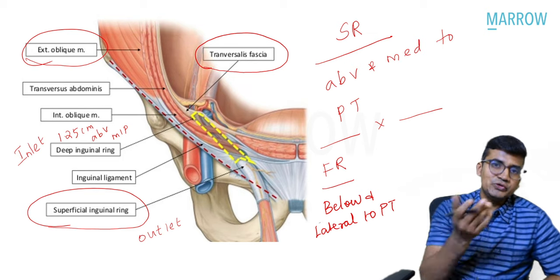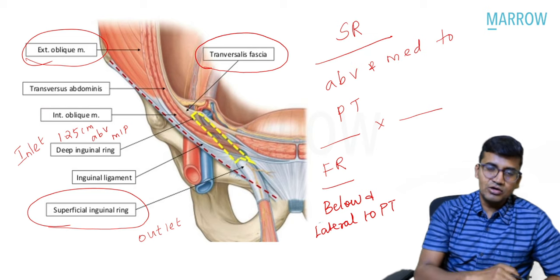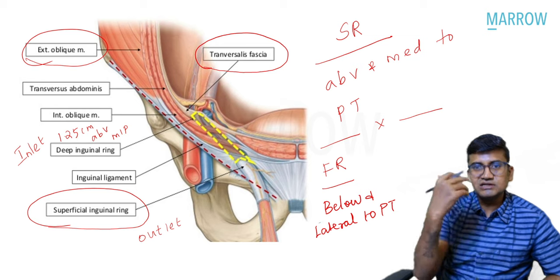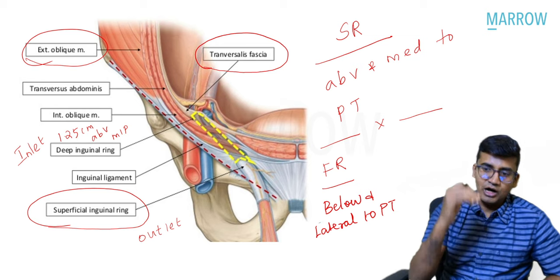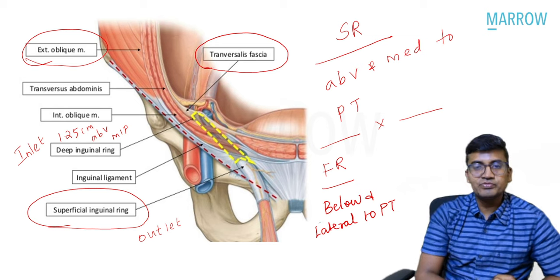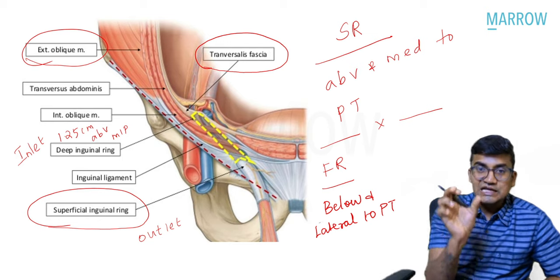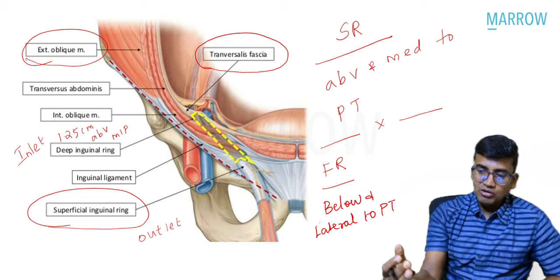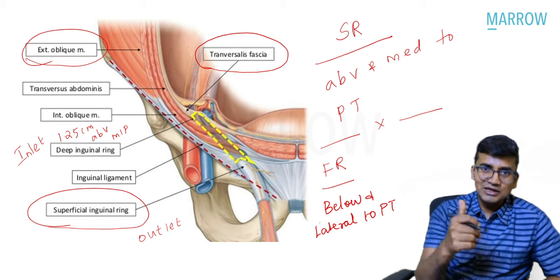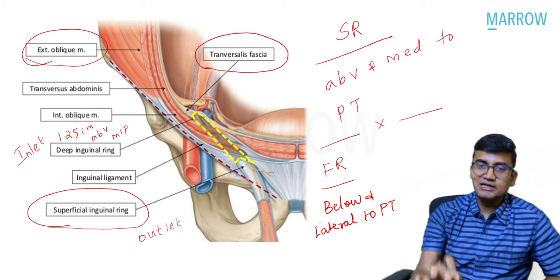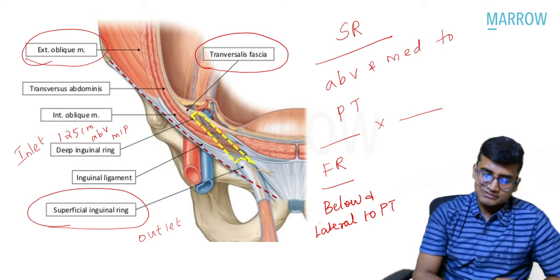The patient comes to you with a swelling in the groin region. On examination, the surgeon finds that the swelling is present above and medial to the pubic tubercle. Now, what is the diagnosis? Above and medial to the pubic tubercle means that is an inguinal hernia. Below and lateral to the pubic tubercle, that means that is a femoral hernia. This is a very important clinical clue. In the future, you may get the question.